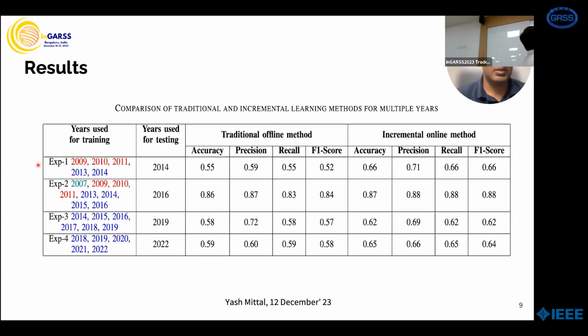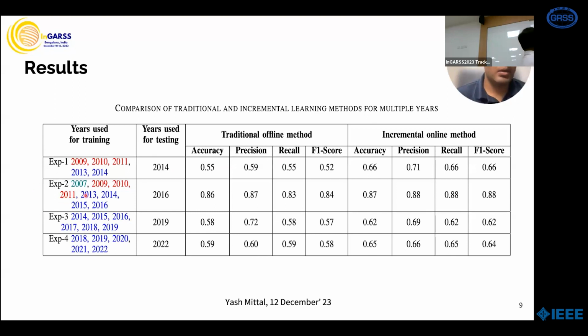We can see the results for multiple years of data. Here in experiment 1, we are taking the data from two different sensors, and the data is coming from 2009 to 2014, and the data used for testing is 2014 data. We can see that in the traditional method, we are getting around 55% accuracy, but for the incremental online method, we are getting 66% accuracy, which is a huge difference.